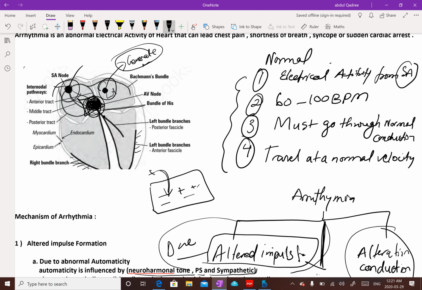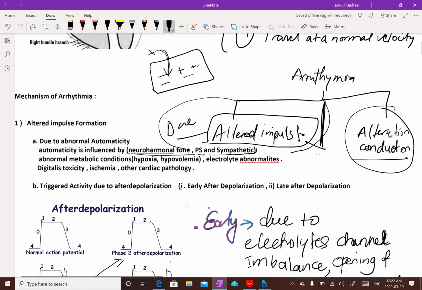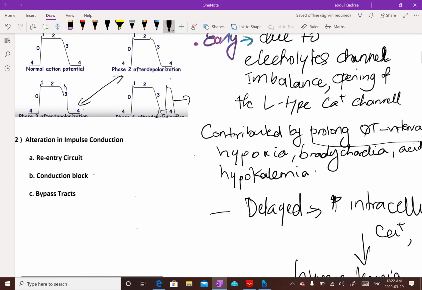And hence, if the ventricles don't feel that the impulse is coming through, the bundle of His and the bundle branches will start to take over the pacemaker's activity and generate their own electrical activity and impulse formation, and that's why it's referred to as an abnormal electrical activity. So that's the conduction blocks, the reason things can happen.